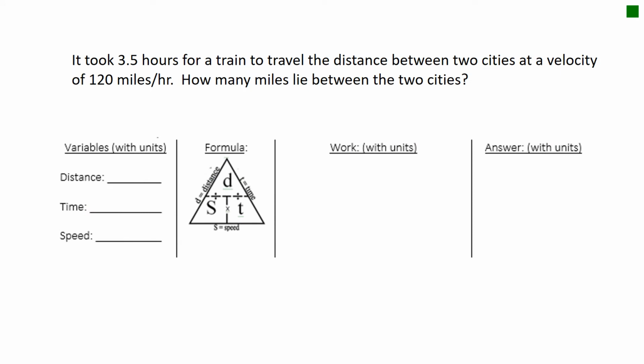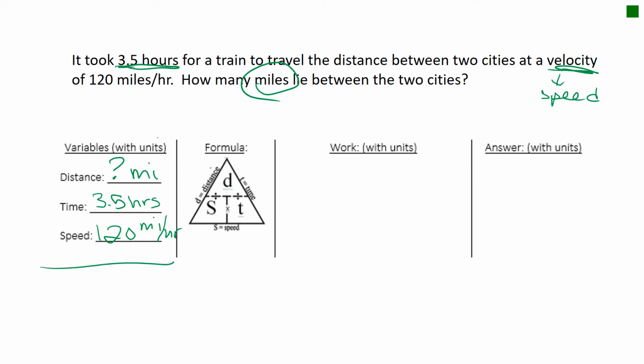All right, same exact setup. You're just going to be filling in different things, such as the distance, time, and speed. It took 3.5 hours, so I know right away that is 3.5 hours. For a train to travel the distance between two cities at a velocity. Another word for velocity is speed for this class. So this would be 120 miles per hour. How many miles lie between the two cities? That's a distance, so I'm asking for miles. Now I filled in my units, and I'm going to figure out which formula.